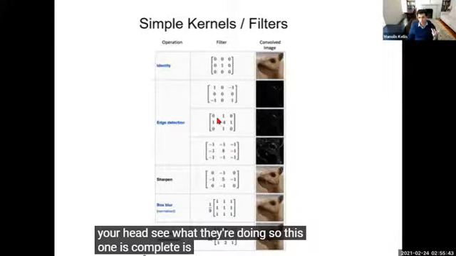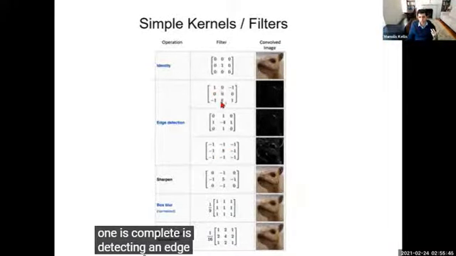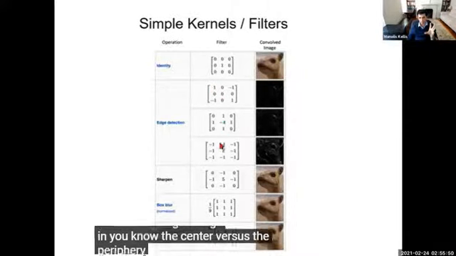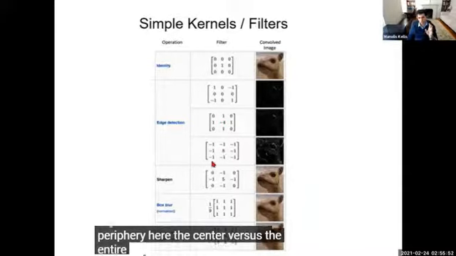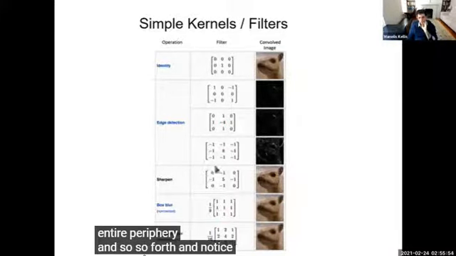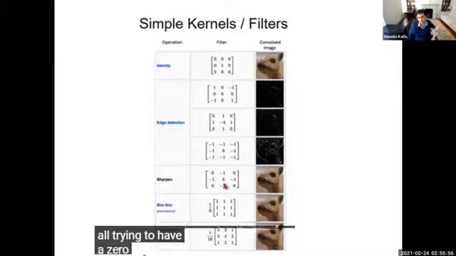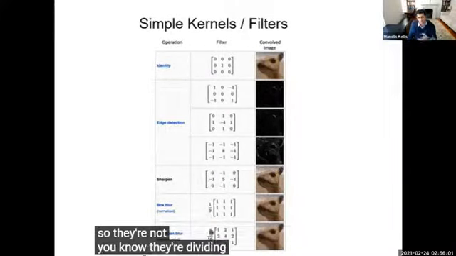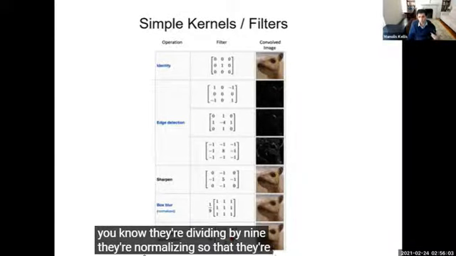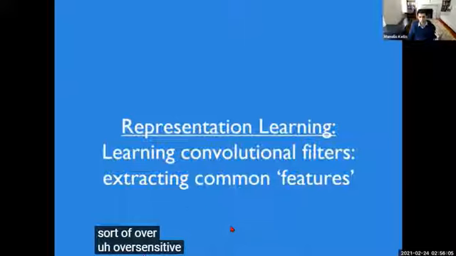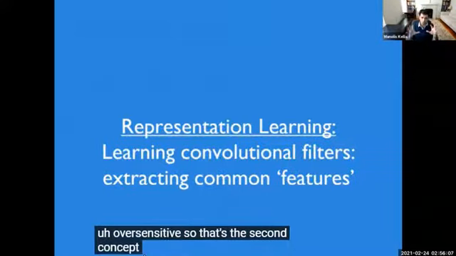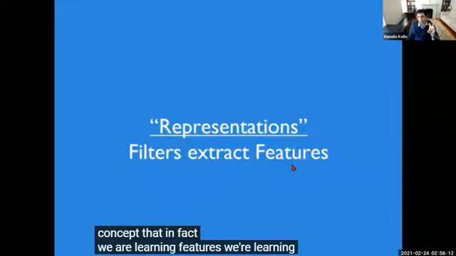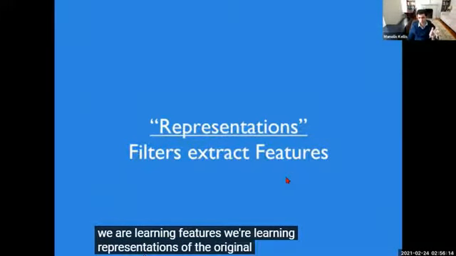So this one is detecting an edge in one dimension. Here's detecting an edge in the center versus the periphery. Here the center versus the entire periphery, and so on and so forth. And notice that they're all trying to have a 0-1 output for a 0-1 input. So they're dividing by 9. They're normalizing so that they're not sort of oversensitive. So that's the second concept, that in fact we are learning features. We're learning representations of the original data.